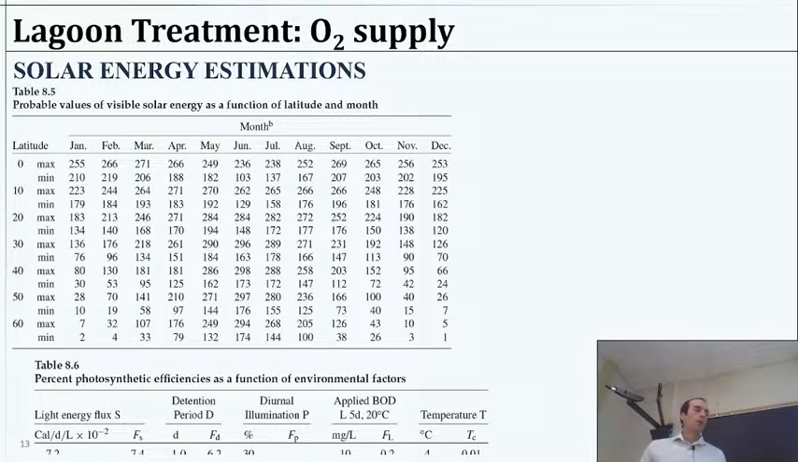So, how do we know then how much sunlight we are going to get? Well, we can take a look and, by latitude, get some estimation of how much solar energy we have. So this is a table of the probable values of visible solar energy as a function of latitude and month. So I think it's the number of days in which you'd have enough solar energy to supply the pond with what it needs to do.